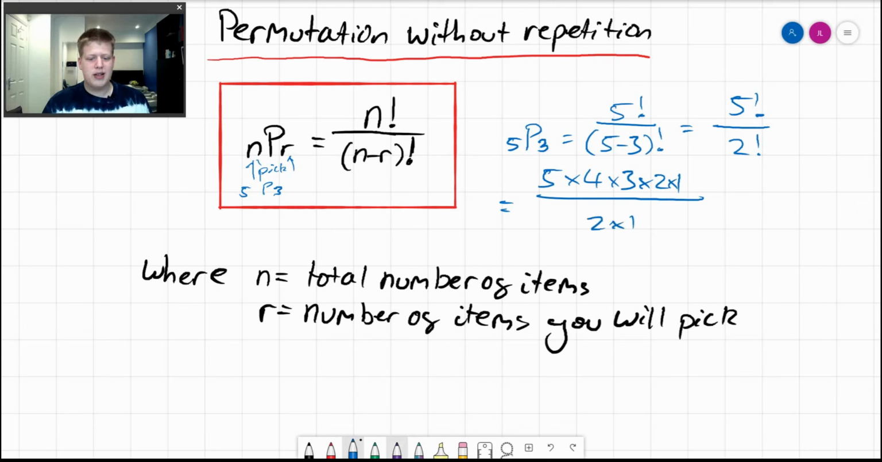Now remember, when cancelling fractions, because they're all multiplied together, this top thing has a factor of 2, and this bottom thing has a factor of 2, so we can cancel them. And because 1s don't change anything, we can get rid of them as well. And that will leave us with 5 times 4 times 3, which is what we had above, that's 60. So you can now see that without repetition, when we have n pick r, this here is our formula.